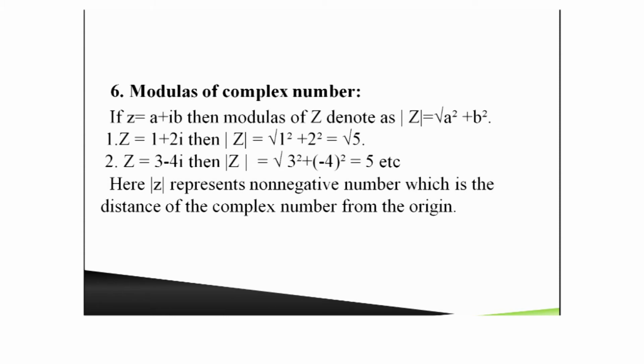Similarly, one more example, z is equal to 3 minus 4i. Then mod z is equal to the square root of 3 square, the real part square, plus the imaginary part, which is minus 4, so minus 4 whole square. The result is 3 square is 9 and 4 square is 16, 16 plus 9 is 25, and the square root of 25 is 5. So hence we can find the modulus of a complex number as I have defined there.